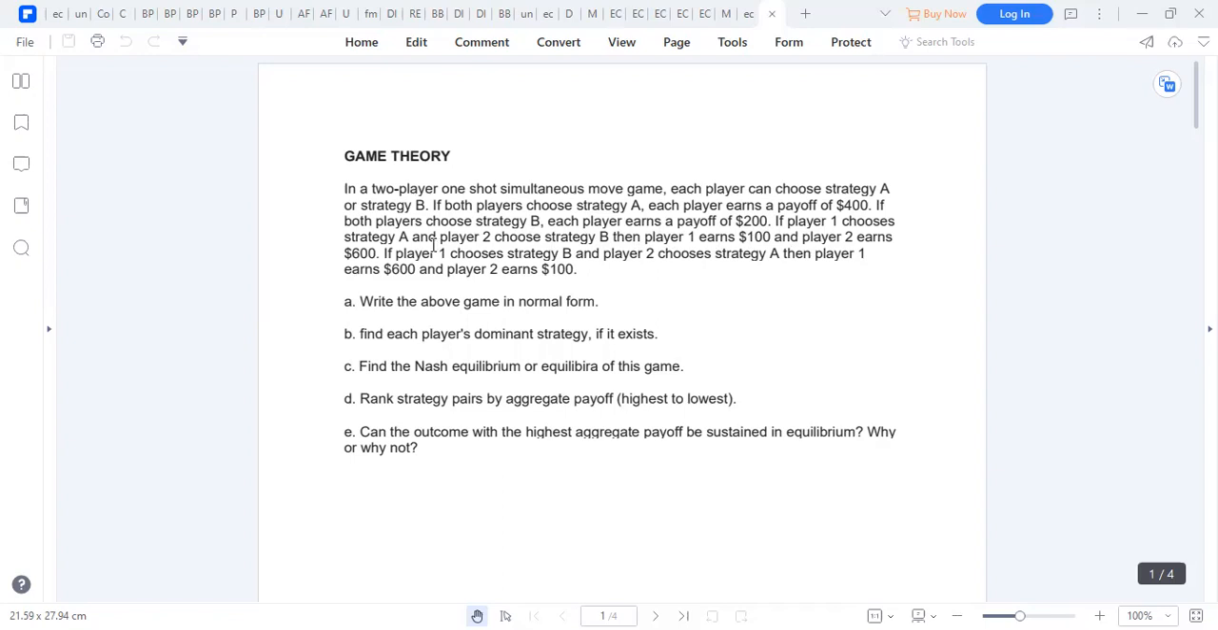If player 1 chooses strategy A and player 2 chooses strategy B, then player 1 will earn $100 and player 2 will earn $600. If player 1 chooses strategy B and player 2 chooses strategy A, then player 1 will earn 600 and player 2 will earn 100. What is this jargon all about? It is an issue of game theory.